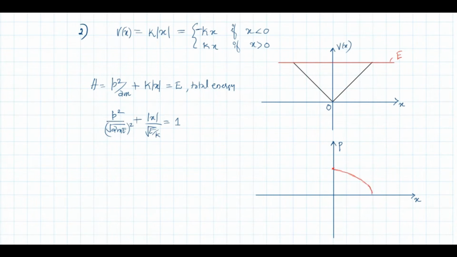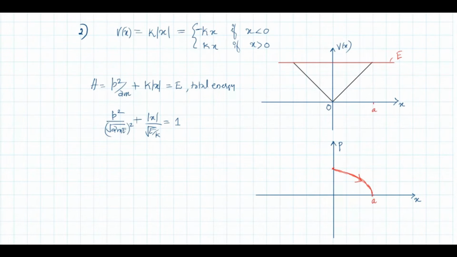It is not in the form of an elliptical curve. It is something like this. Then it will reach up to this point A. Okay, up to this point.